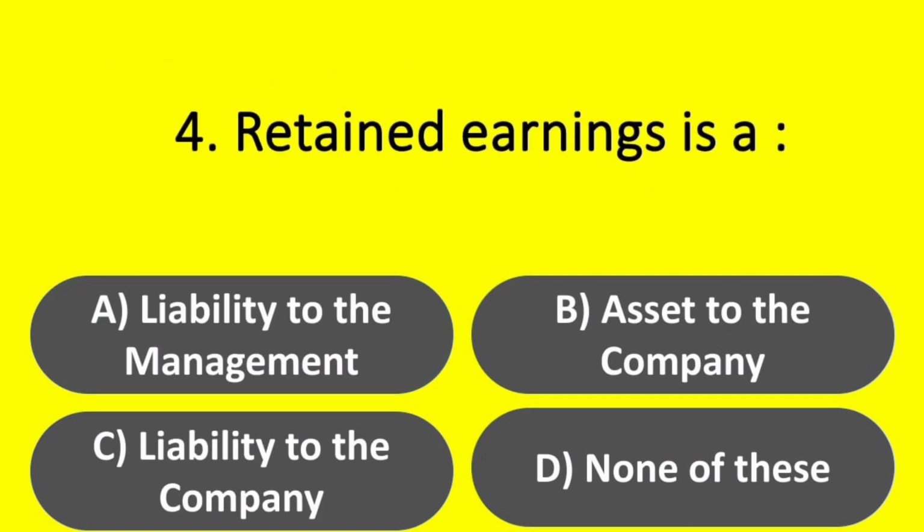Retained earnings is a option A, liability to the management, option B, asset to the company, option C, liability to the company, option D, none of these. Answer option C, liability to the company.